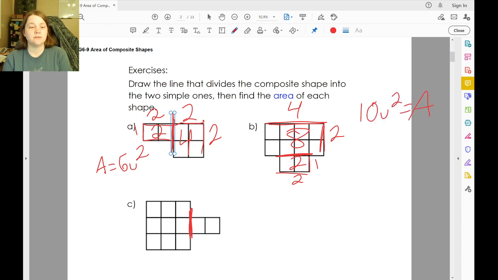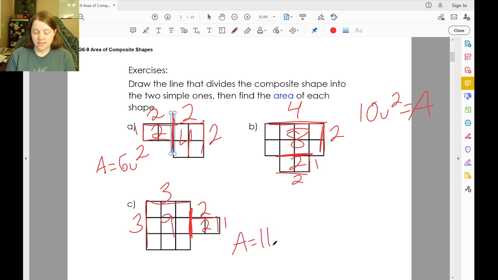That's our area. If you would like to check, you can go ahead and count the number of individual square units inside the rectangles. I'll let you do that if you choose. Over here, 2 by 1 is 2, and 3 by 3 is 9, making this area 11 units squared.